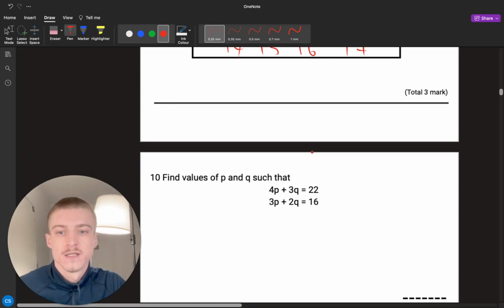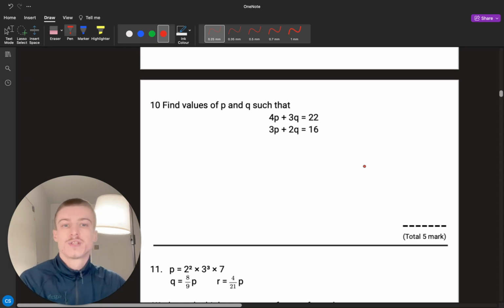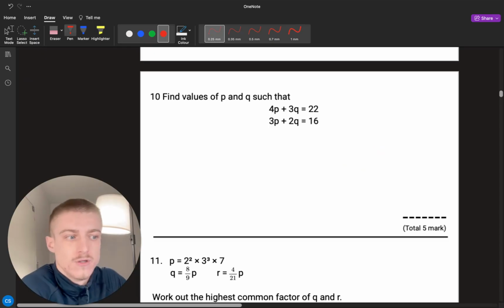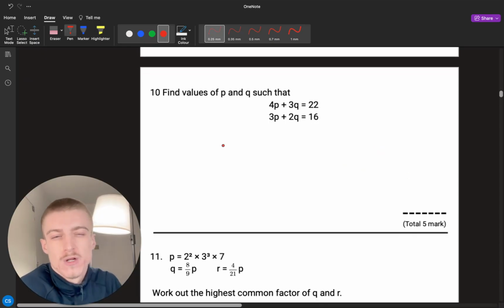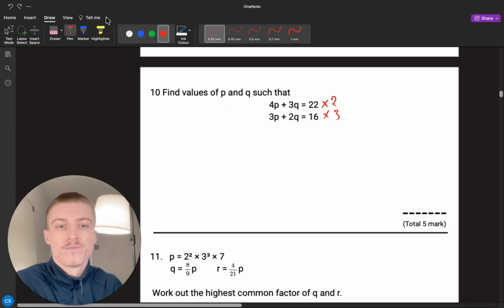Perfect. Question 10. Find values of P and Q such that 4P plus 3Q is 22 and 3P plus 2Q is 16. So, simultaneous equations. What do we need to do? We need to make the coefficient of one of the unknowns equal. Let's multiply equation 1 by 2 and equation 2 by 3 to make these the same. So when you multiply 2 coefficients together, you're going to find a common multiple, right?